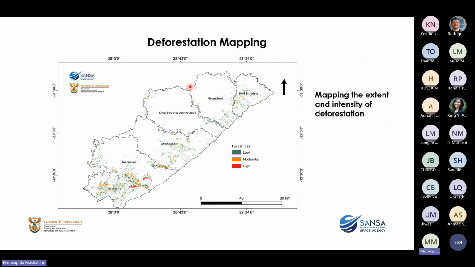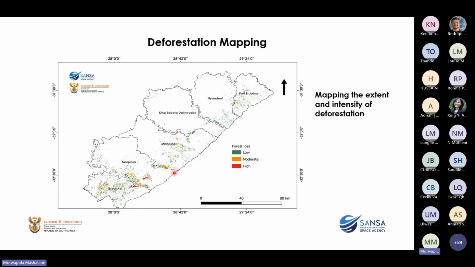So we also look at deforestation mapping, which we know that if we lose forests, then there's carbon, and that contributes to climate change. So we map the extent and the intensity of the deforestation. For instance, the red areas are basically where there's high deforestation, which is actually driven by urbanization. So people are cutting down trees so that they can build houses.